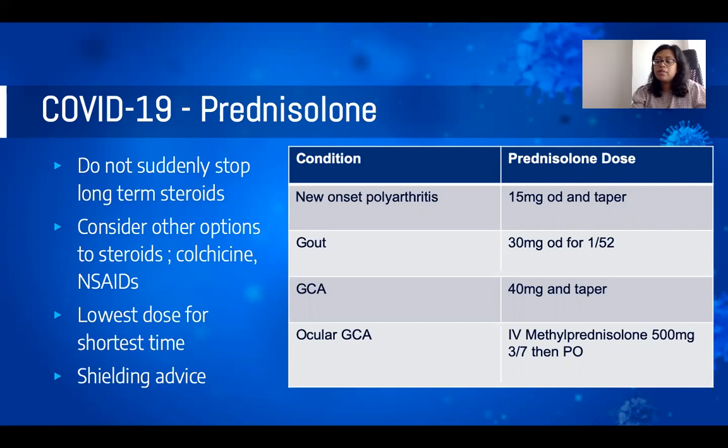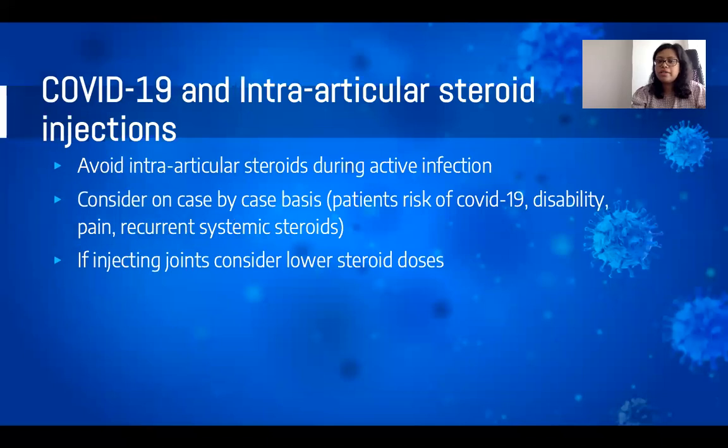of developing ocular GCA. With ocular giant cell arteritis, so threatened visual loss, these patients need to have IV methylprednisolone 500 milligrams daily for 3 days, and then high dose steroids. And where possible, consult a rheumatologist, but don't delay the IV methylpred for the ocular GCAs.